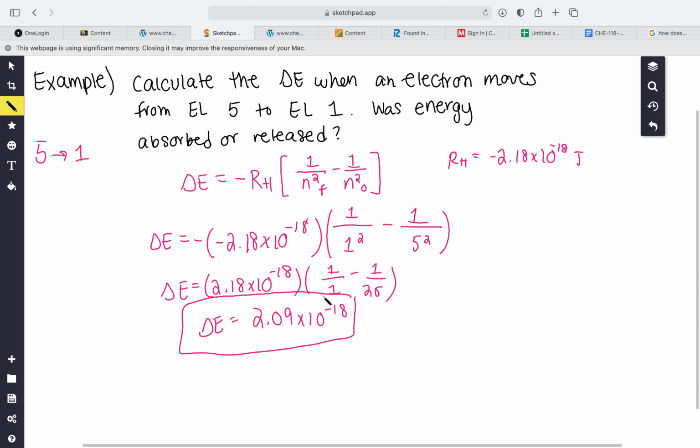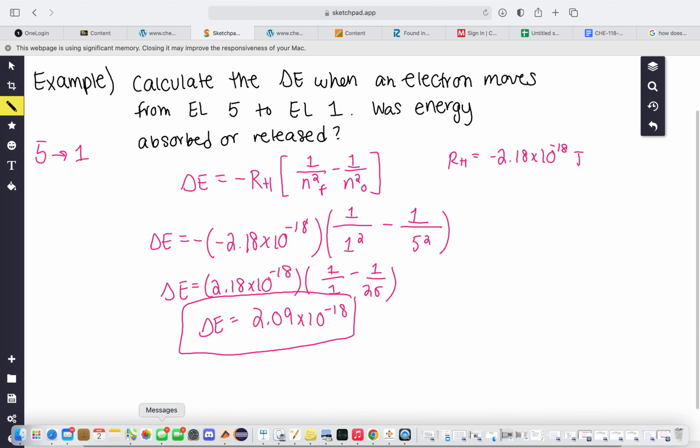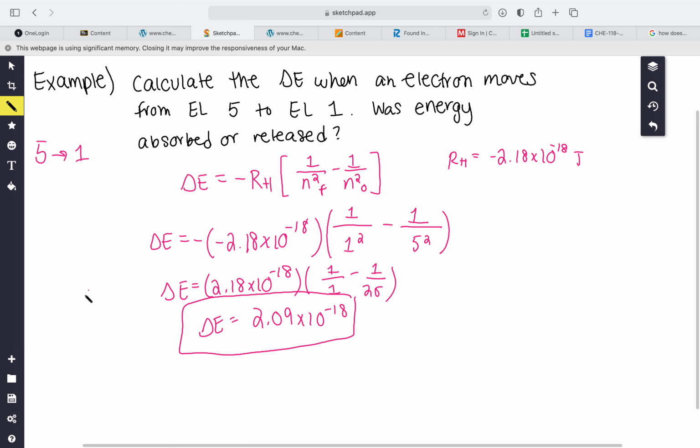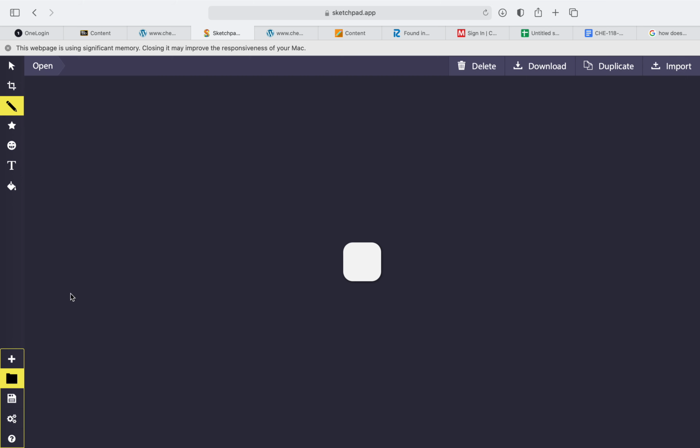I wish I did have my actual calculator with me right now, but it's unfortunately all the way in my kitchen, and I don't feel like getting it. So we're going to have to deal with that.